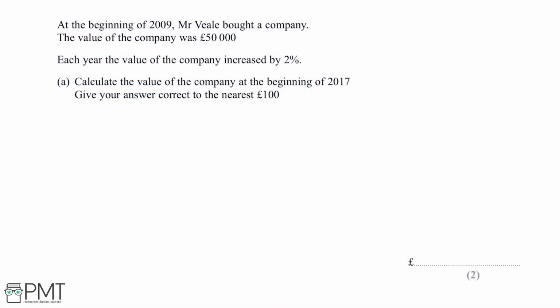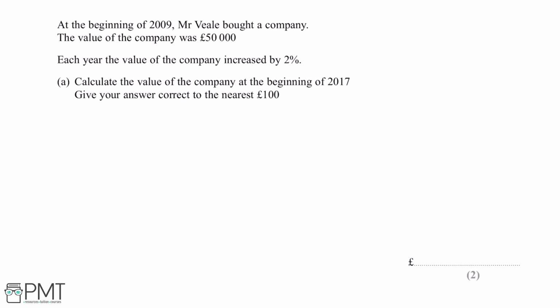At the beginning of 2009, Mr. Veal bought a company. The value of the company was £50,000. Each year the value of the company increased by 2%. Calculate the value of the company at the beginning of 2017. Give your answer correct to the nearest £100.